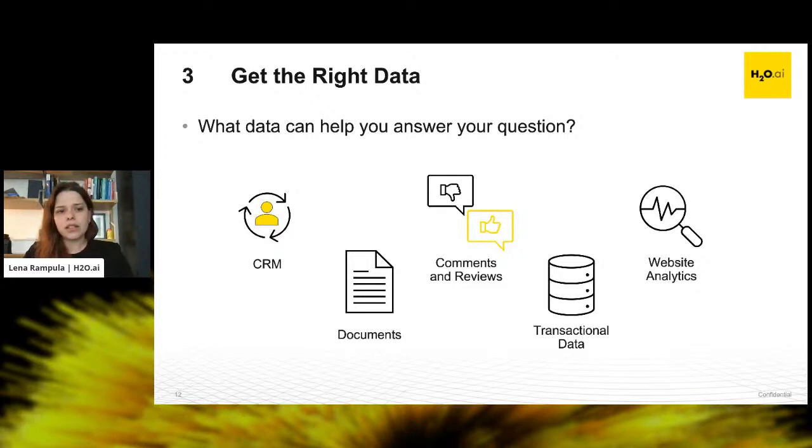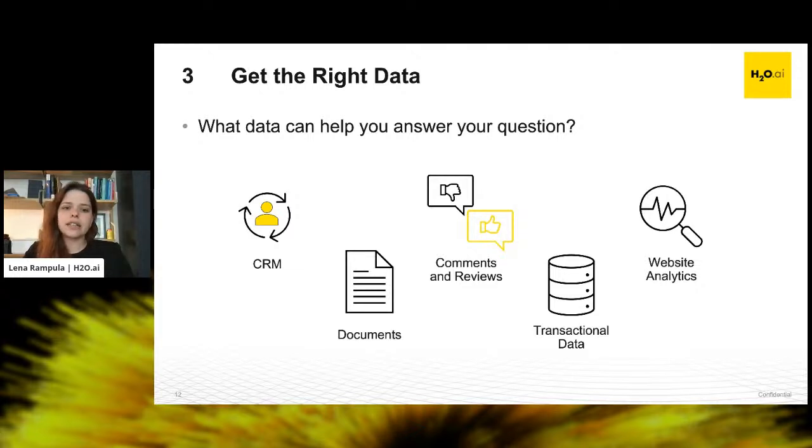A good way to start, if you are looking to replace an existing process, is to look at the data that is already used either by the people who are doing that process manually, or in the existing model that was built before. And that's a good start. And you can always think about how to enrich this data, what other information could be added, and so on.